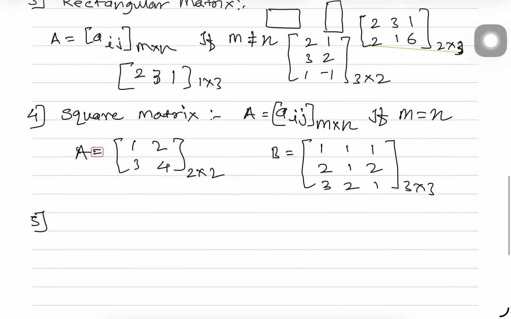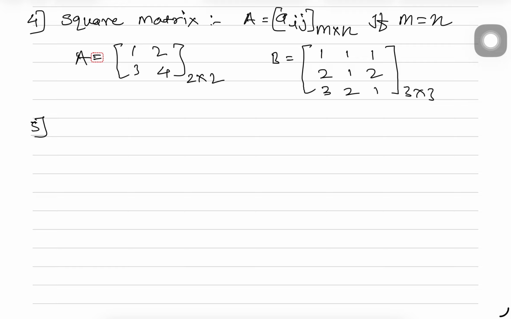From the square matrix, we get the diagonal matrix and the scalar matrix. So, diagonal matrix. First understand the diagonal element. First I will teach you the diagonal element, then we will go on. In matrix A and matrix B, this is considered as a diagonal.